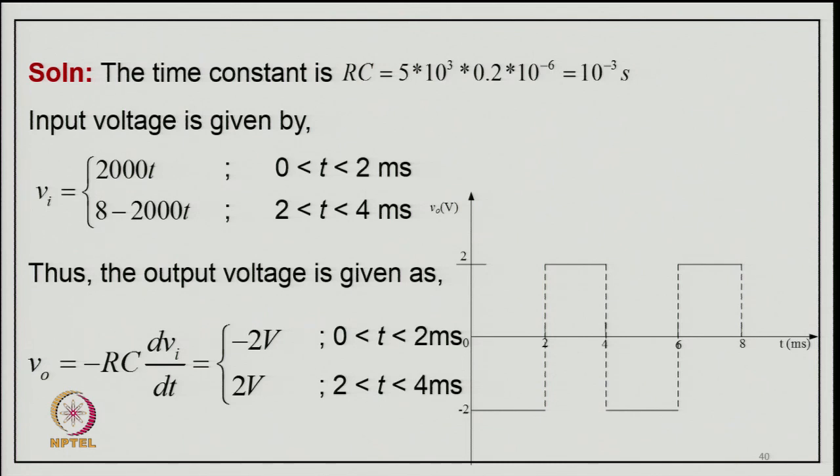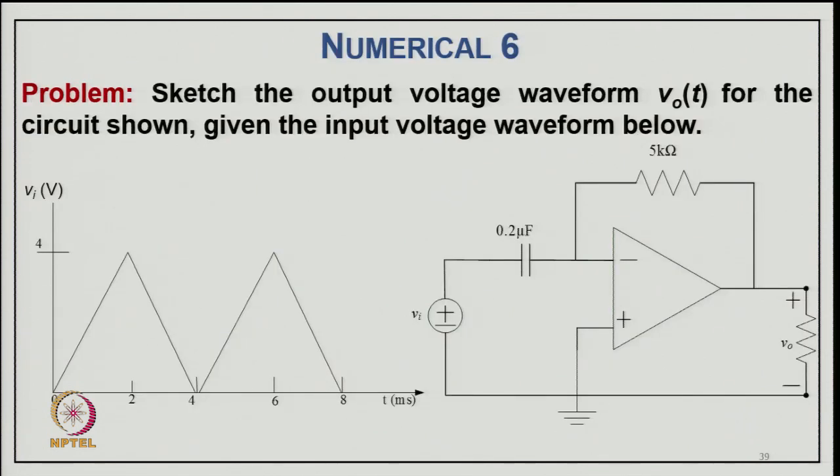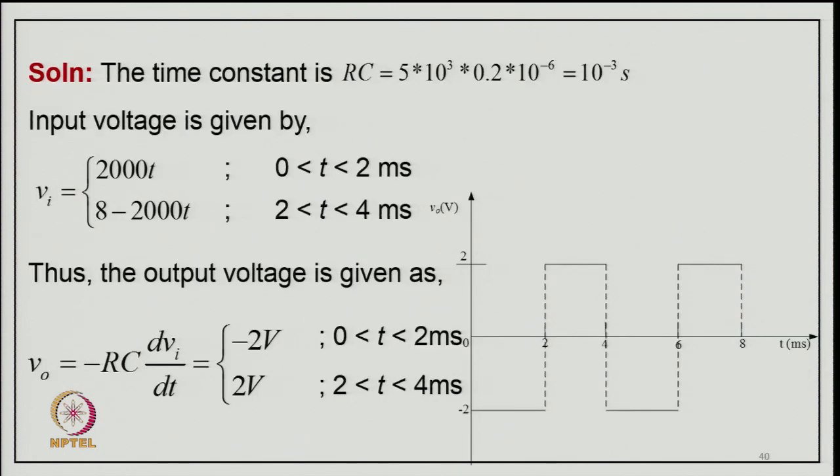Thus, the output voltage will be V0 equal to minus RC dV by dt. So, it becomes minus 2 volt for 0 to 2 millisecond and 2 volt for 2 to 4 millisecond. So, it becomes a kind of square wave here as you can see. So, what I mean is that the offset triangular wave can become a square wave by this differentiator.